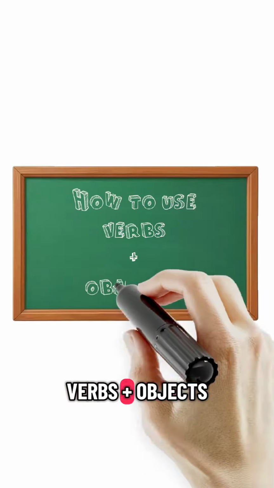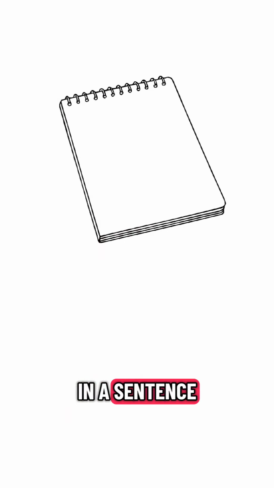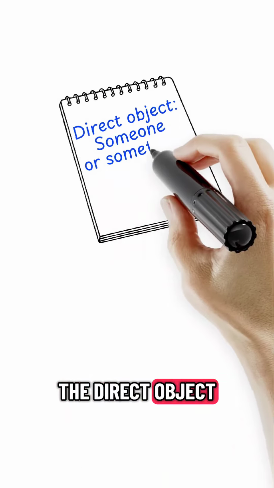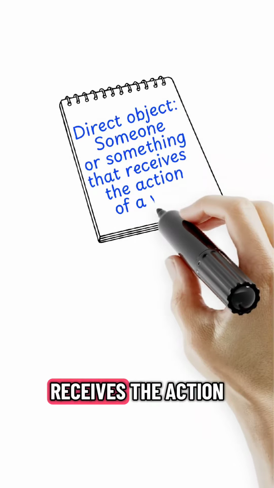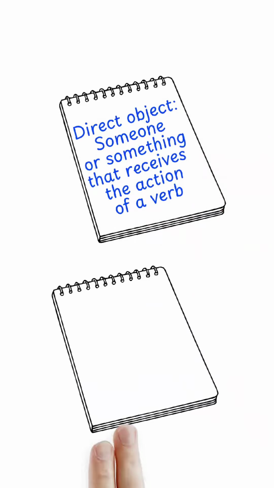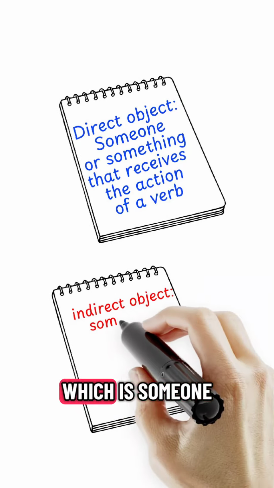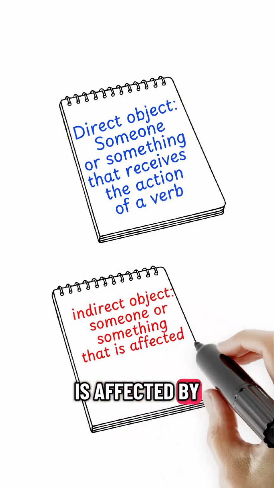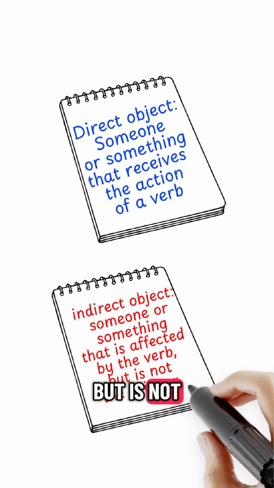How to use verbs plus objects. There are two kinds of objects in a sentence. The direct object, which is someone or something that receives the action of a verb, and the indirect object, which is someone or something that is affected by the action of a verb, but is not the primary object.